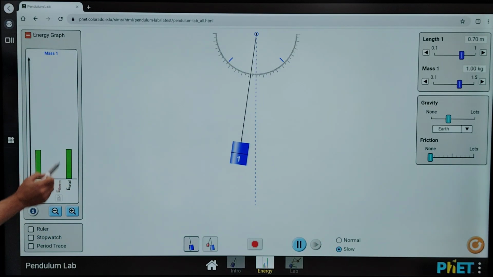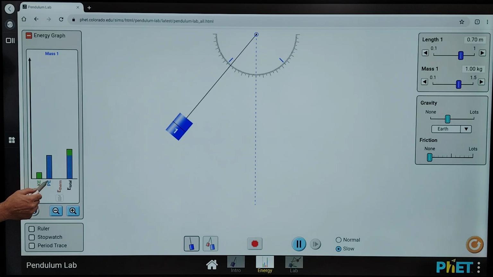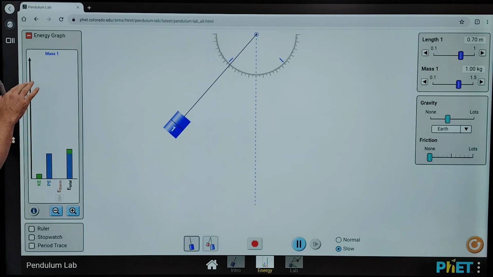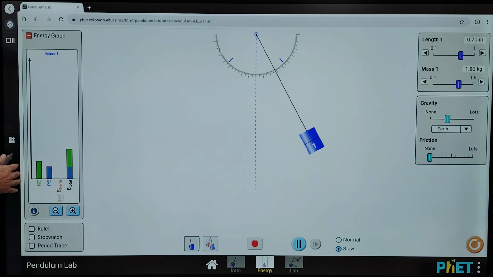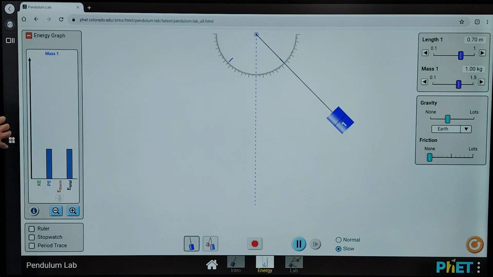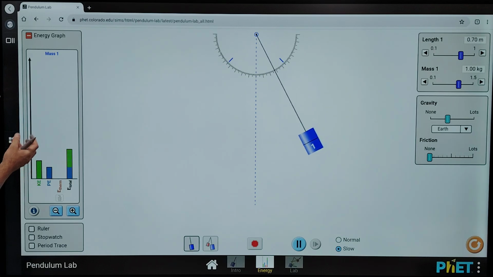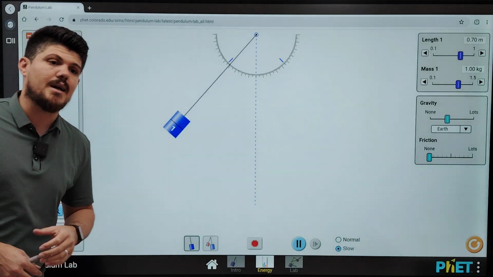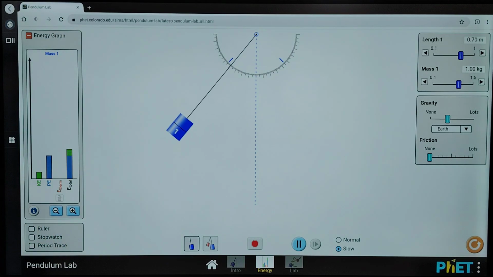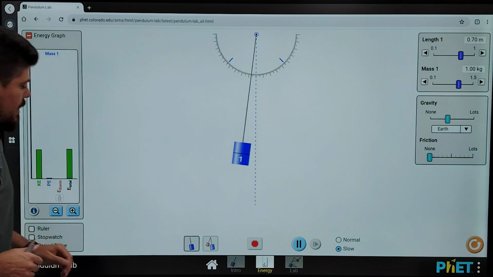Mechanical energy stays unchanged, remains constant, but potential energy and kinetic energy change inversely. Sorry, not together. When potential energy increases, kinetic energy decreases. When kinetic energy increases, potential energy decreases. So it means that potential energy and kinetic energy change inversely to each other. Okay?